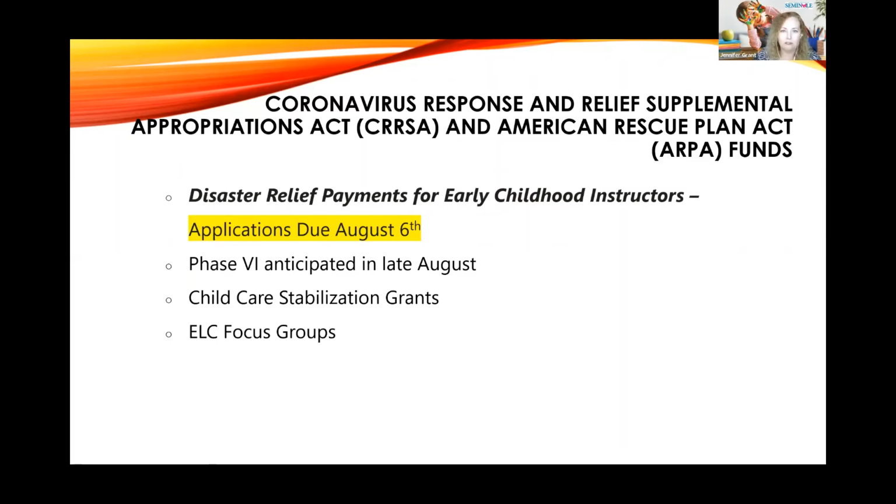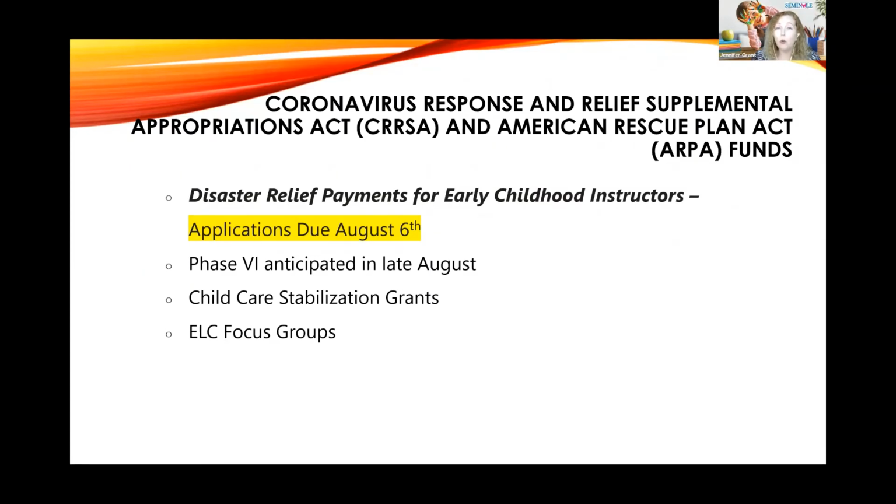The other $950 million or so is going to be through a committee of stakeholders around the state, so accrediting bodies and different groups that represent childcare providers will be participating in discussions over how those funds are to be used to meet what the federal government is requiring. So again, lots of money coming your way. Phase 6 is anticipated in the near future, then the childcare stabilization grants.